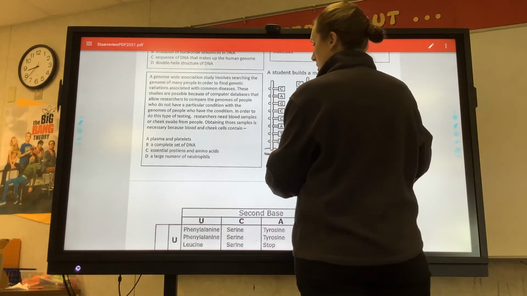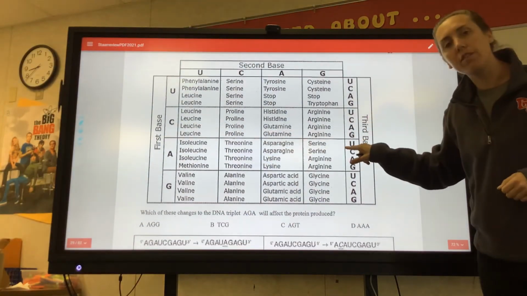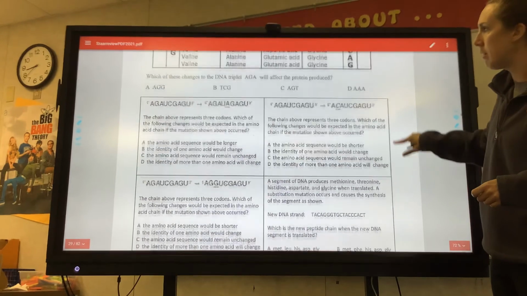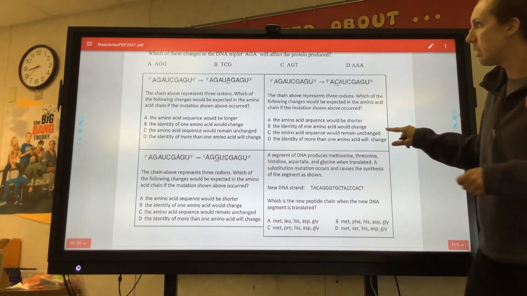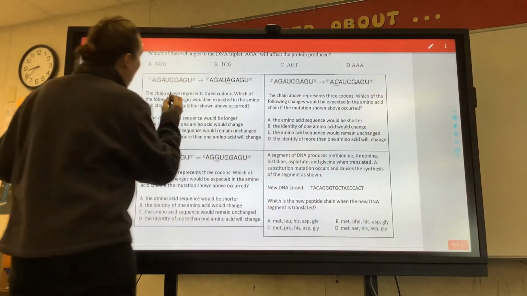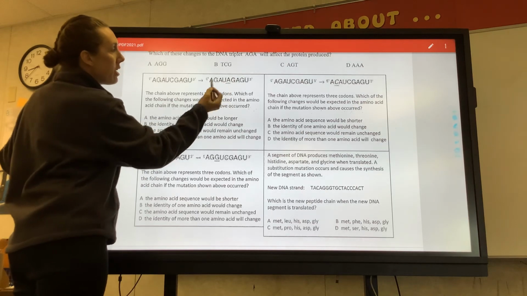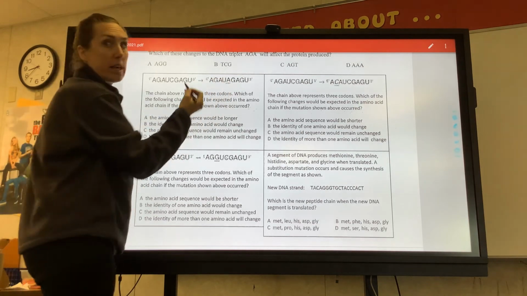Okay, guys, so practice this if you need more practice, or come in and see me. As you can see, in all of these practices, I show you where the mutation is, and that mutation is usually in that codon.